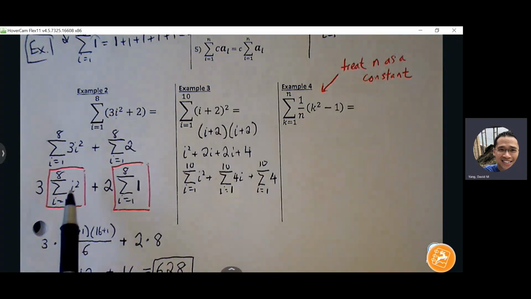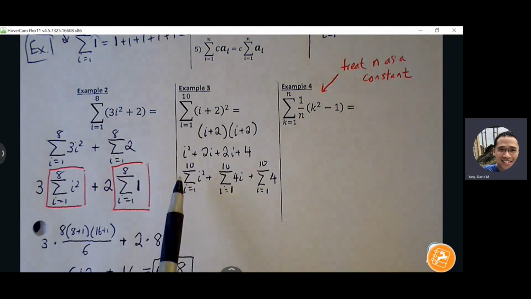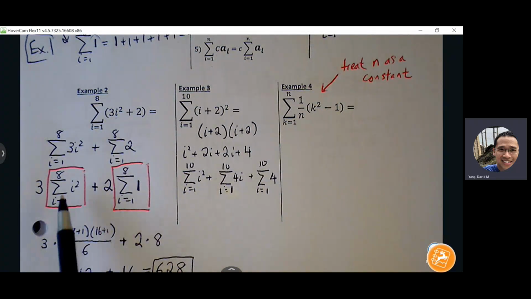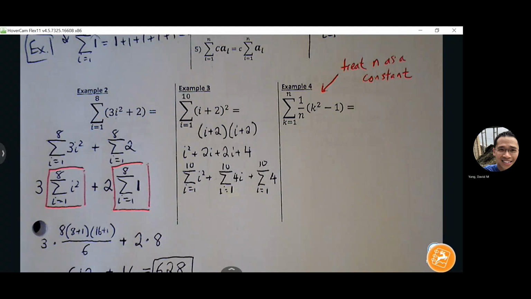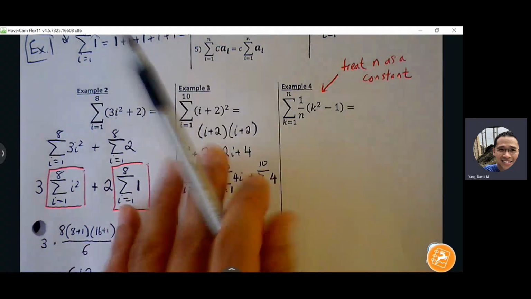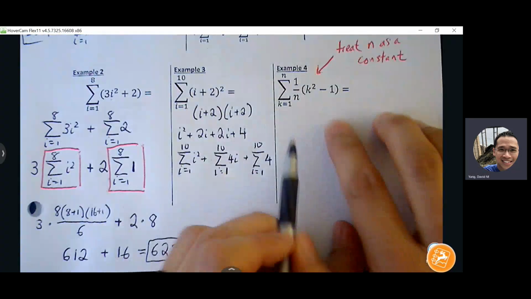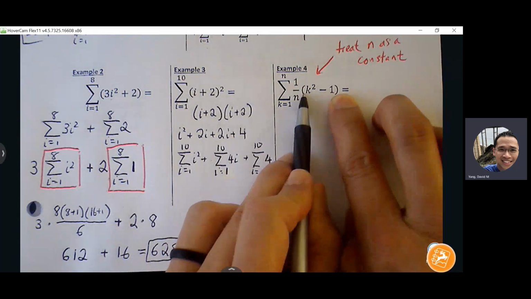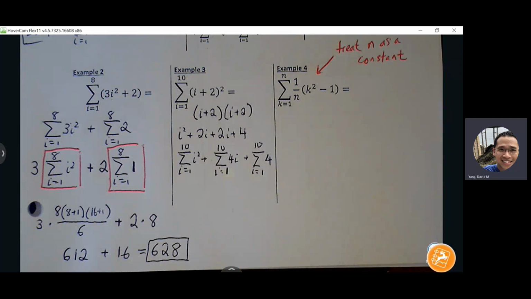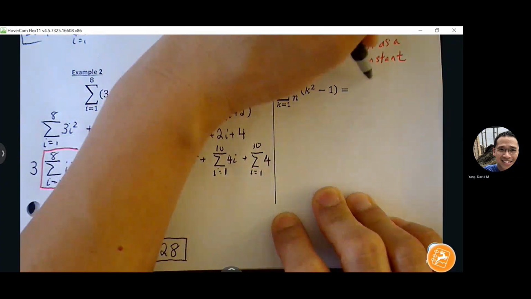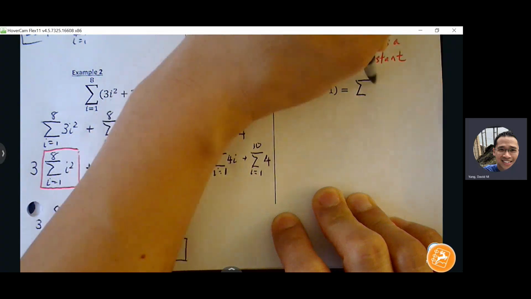So if it's a constant, we're going to treat it the same way that we've done before. Any n that we see, we're going to pull out in front, just like how we did before with a 3 or a 2 or a 4. It's the k that we're going to try to transform using the rules above. But first, I'm just going to separate this into 2 terms. That minus allows me to separate into 1 for k squared and 1 for the 1. I'm going to have 2 terms I'm going to worry about here.